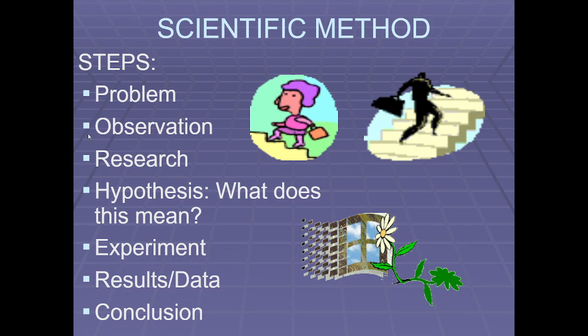Then, with your observation and research, you want to create a hypothesis. What is a hypothesis? It's an educated guess on what you think will happen in the experiment, which is the next step. So you will do the experiment based off your hypothesis and collect data, which are the results. Using the data and results, you will make a conclusion, and the conclusion is the final answer, and it should be similar to your hypothesis.